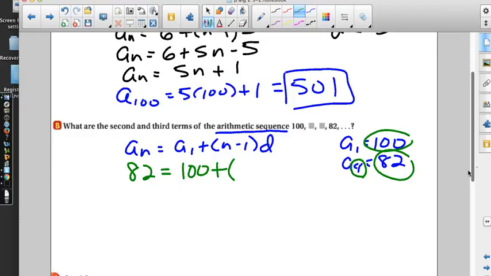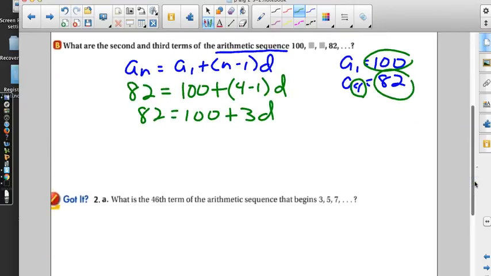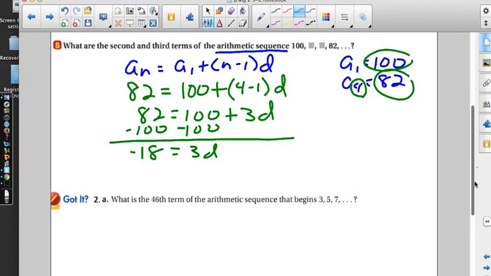To get that 82, I was looking for the fourth term. Oh, look at that. We only have one variable left. We're going to be able to find that d value. So 82 equals 100 plus 3d. 2-step algebra equation. Subtract 100 from both sides. And divide by 3.